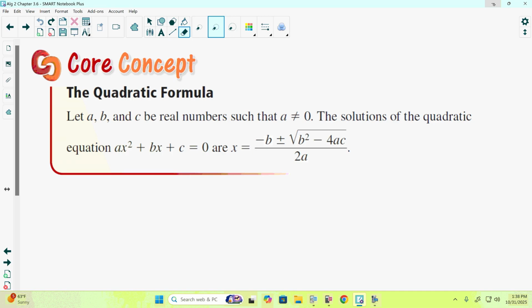So 3.6, this is the last section of Chapter 3 we're going to be going over before the Chapter 3 test. Now, the quadratic formula, we got to this formula yesterday. We went through the process of how we went from the standard form, ax squared plus bx plus c equals 0, to the quadratic equation using completing the square. Now, you will never have to do that again. You'll most likely never have to see it again.